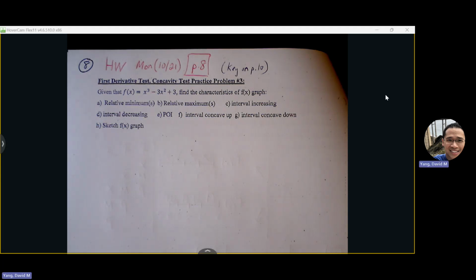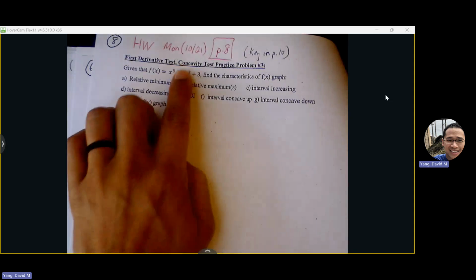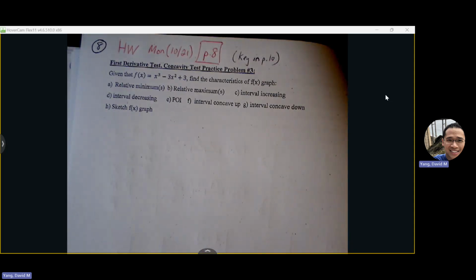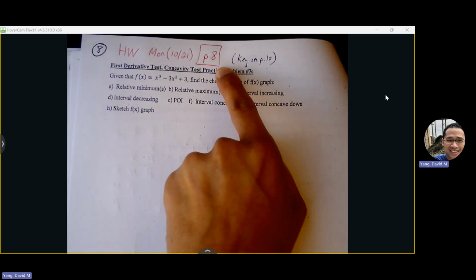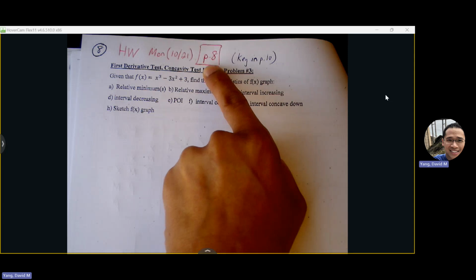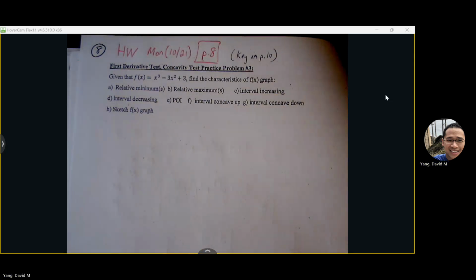Okay, your homework is just going to be page 8. Page 8 is more of a straightforward problem where you're given the original function, you build the f prime sign line, you build the f double prime sign line, you gather all that information. And the key is on page 10. So I'll send out a reminder. Your homework is just page 8. All right, you can get your phones.